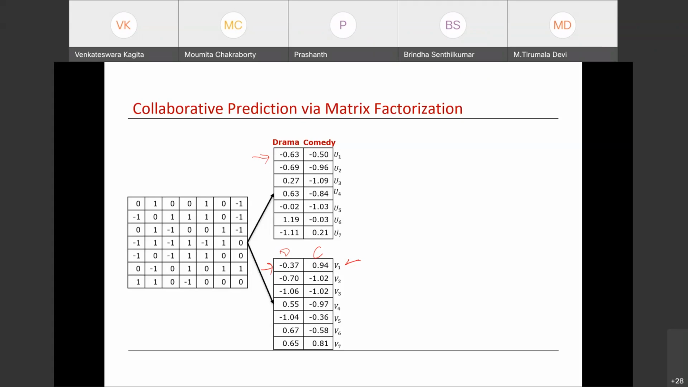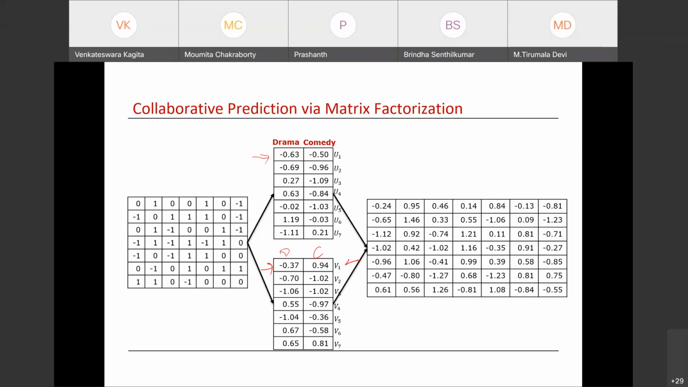We cannot interpret that way. Just for an understanding, I gave you this example of drama and comedy, but you cannot interpret that the first column is drama, the second column is comedy, and so forth. So what are we doing here? We are learning the low level latent factor representation of these users and the items, and we are multiplying them together to get the original preferences.